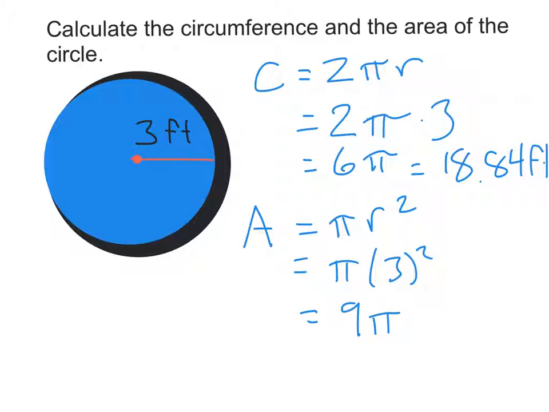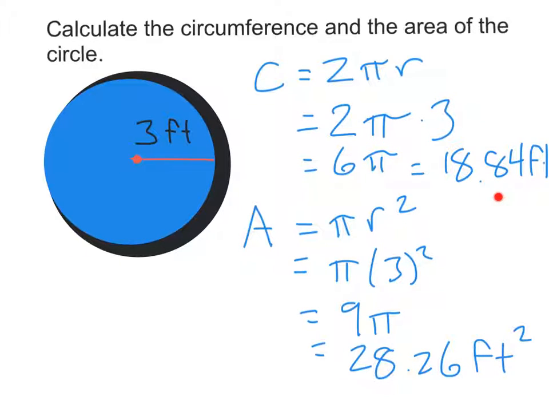That's our exact answer. And if you want to plug that into a calculator, do 9 times 3.14, which I'm going to do real quick. You should get 28.26. And these are going to be square feet because it's area.